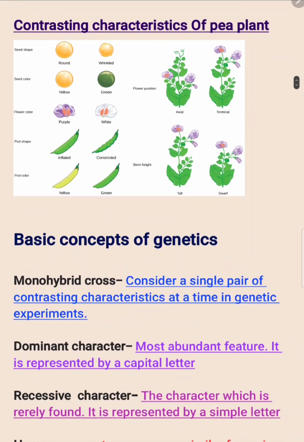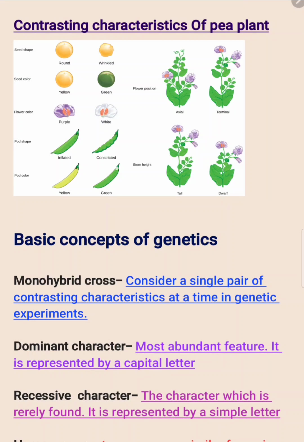Let's see what the contrasting characteristics of the pea plant are. Contrasting characteristics means the opposite features that can be seen in the pea plant. There are several contrasting characteristics. Considering seed shape, the pea plant has round and wrinkled seeds. Considering seed color, yellow and green, and flowers have purple and white color.